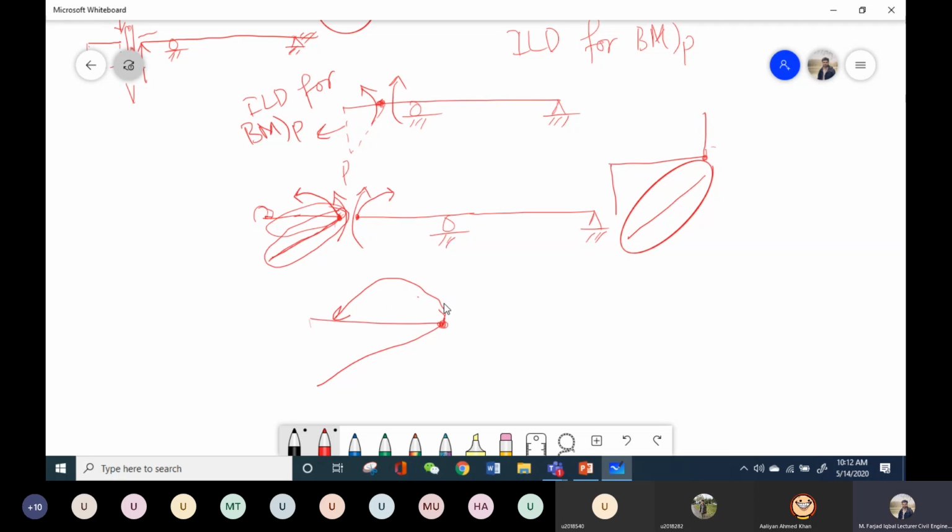If this point starts moving upward, that means that this is not a pivot point, and this will be the same as a vertical or upward force acting at this point. So this point needs to be fixed.